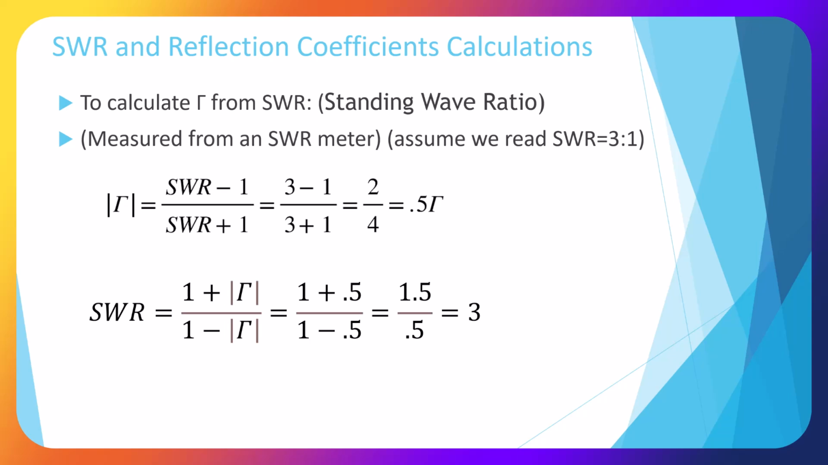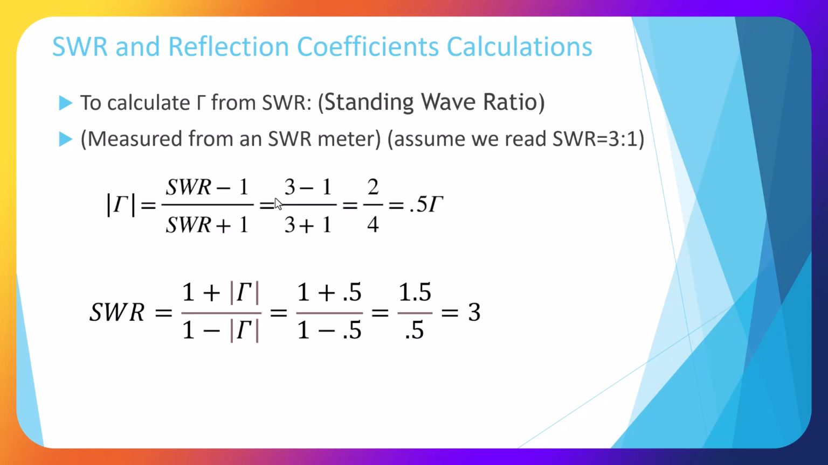Okay, let's calculate rho, this symbol here, from the SWR, the standing wave ratio. So what we've done is we've measured the SWR from a meter. And our formula here is rho. These bars here mean absolute value, that even if rho is a minus, it's a positive.